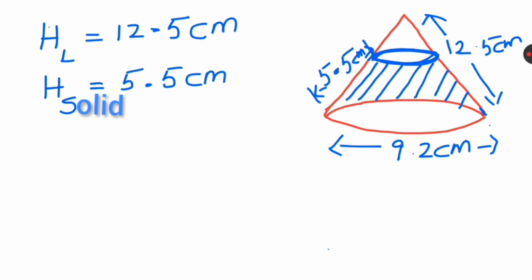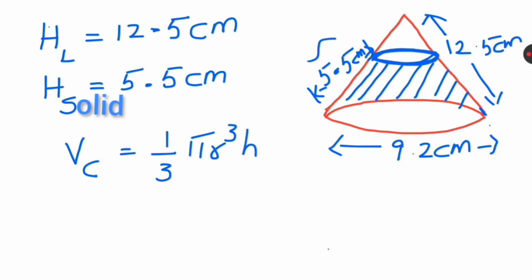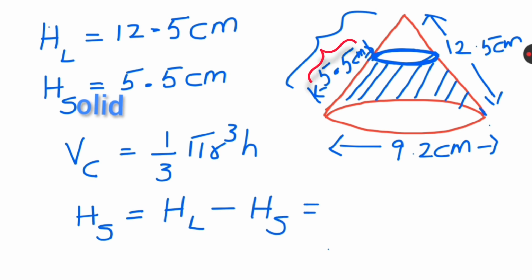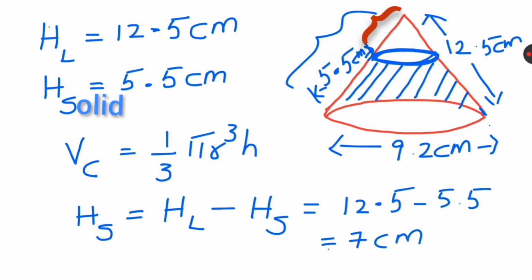And we know that the volume of the cone formula is 1 over 3 pi r squared h. We have to work out the volume of the solid, that is this distance. First, find the height of the smaller cone. From the larger cone height, if you subtract the height of the solid, then you get the smaller cone height, isn't it? So 12.5 minus 5.5 gives 7 centimeters. So the smaller cone height is 7 centimeters.